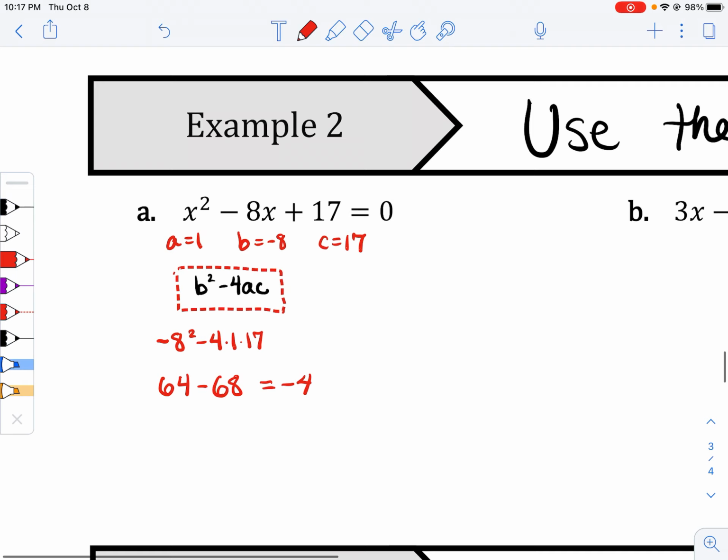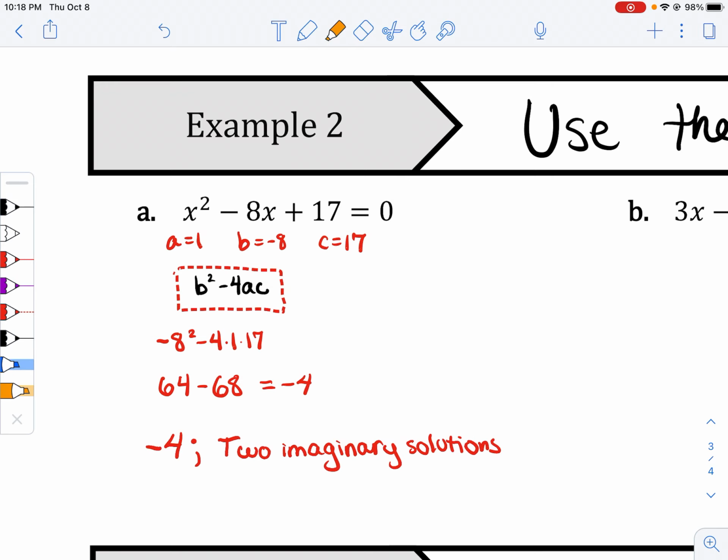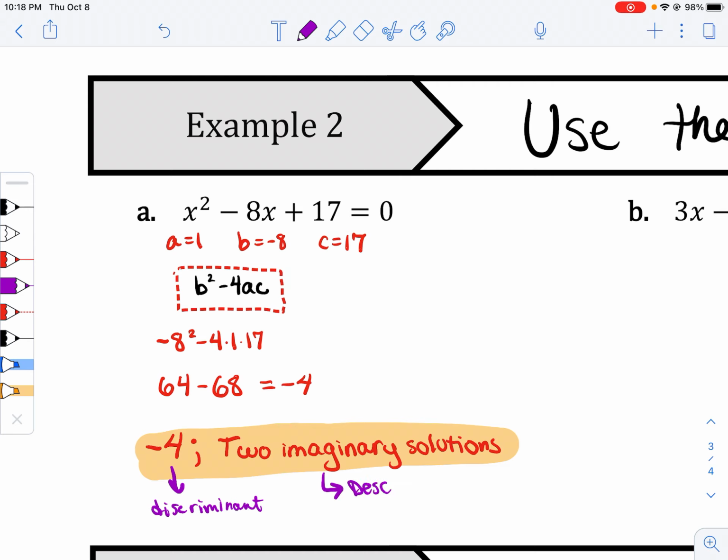So on Go Formative, how you would answer this, you'd write the discriminant first, so negative 4, semicolon, and then describe your solution. So if it's negative, that means it's two imaginary solutions. And this is how I want you to write your answers. So this is the discriminant and our description of solutions.